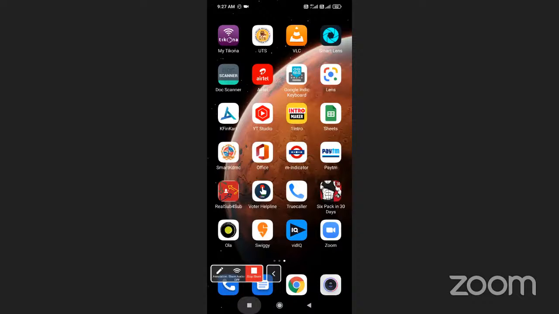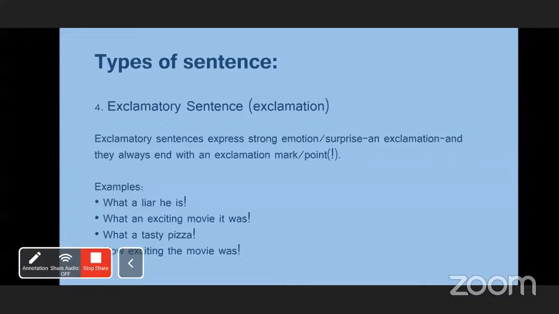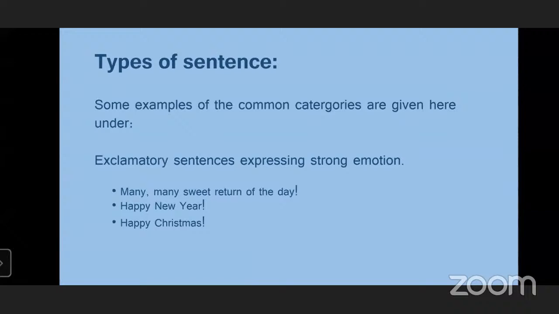Okay, so this way you see the examples. These are the examples of exclamatory sentences. We are going to see more examples of exclamatory sentences. Okay, so next slide, please. Okay, so some examples of common categories are given here under. So in exclamatory also, there are different types of examples. Okay, so we are going to see those examples.